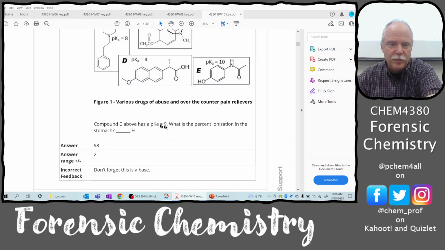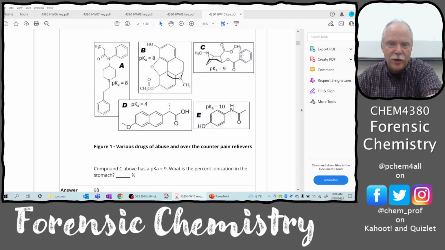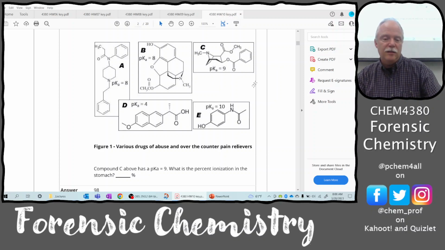Compound C above has a pKa. So what I'm asking you, here's compound C, and you're looking at that, and it has a pKa of 9. But what I'm looking for you to be able to do is, you have a tiny piece of information missing. You have to look at the molecule and recognize that it's a base. So it's the same kind of calculation.